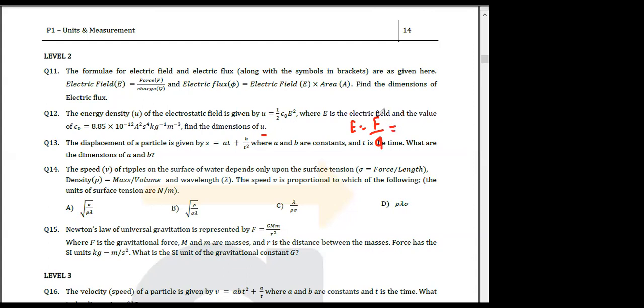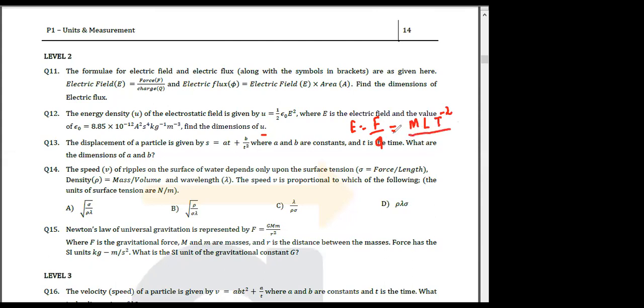What is the dimension of force, guys? Tell me. What is the dimension of force? M L T to the power minus 2. Yes or no? Right? We have derived it. Mass into acceleration. Acceleration is length per unit time square, right?